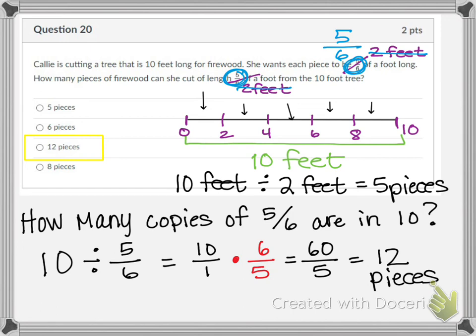And if you think about it, it kind of makes sense that the answer is 12, because 5/6 of a foot, that's almost 1 whole foot. So if we wanted to know how many pieces we could get that were just 1 foot long, well, that would be 10, obviously. Well, if they're just a little bit smaller than 1 foot, then we could get a little bit more than 10 pieces. So 12 pieces makes complete sense.